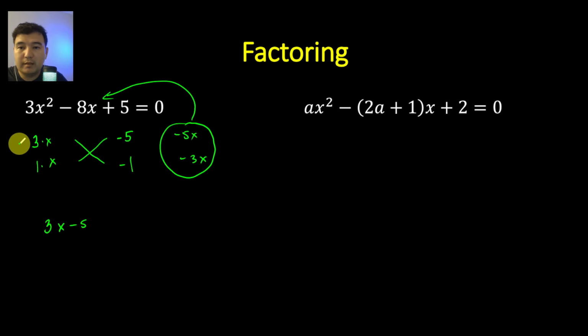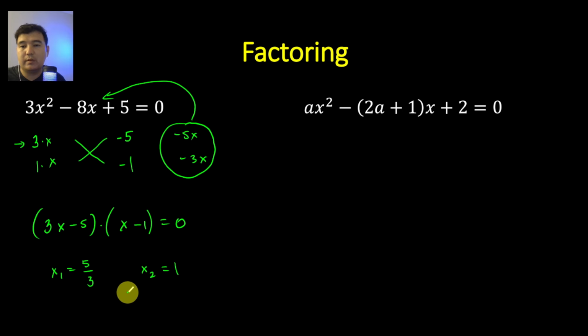So that gives me 3x minus 5. You write it in this linear order. So 3x minus 5 is the first factor. The second factor is just x minus 1, and the product is 0. If you solve each factor separately, you get x1 is 5 over 3 and x2 is just 1. So two roots.